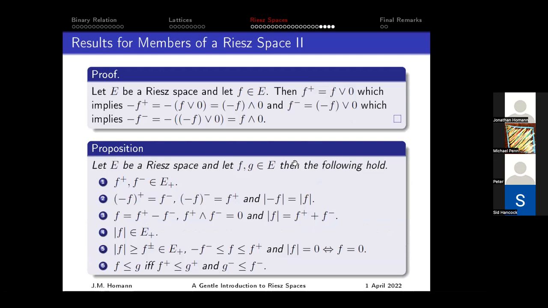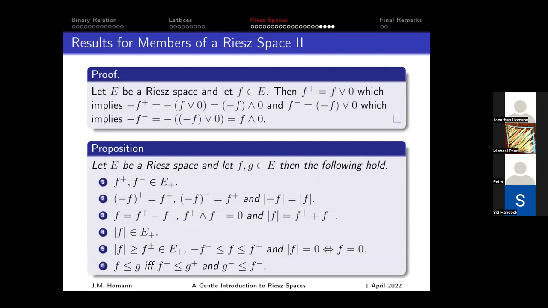So there we have the proof that if E is a Riesz space and f is in E, then f plus is equal to f sup zero, which implies minus f plus is minus f sup zero, which is equal to minus f inf zero. And f minus is equal to minus f sup zero, which implies that minus f minus is equal to minus times minus f sup zero, which is f inf zero. So I believe that this is our last result.